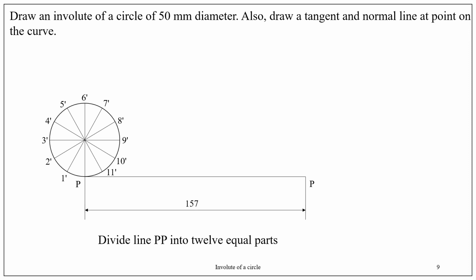Divide the line PP into 12 equal parts because the circle is already divided into 12. To have a uniformity between the division of the circle and the line PP, we divide it into 12 equal parts and name them as 1, 2, 3, 4, 5, 6, 7, 8, 9, 10, 11, and the 12th point is P.